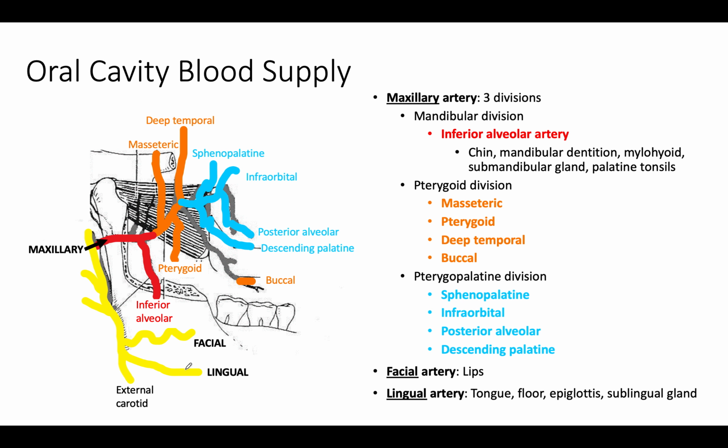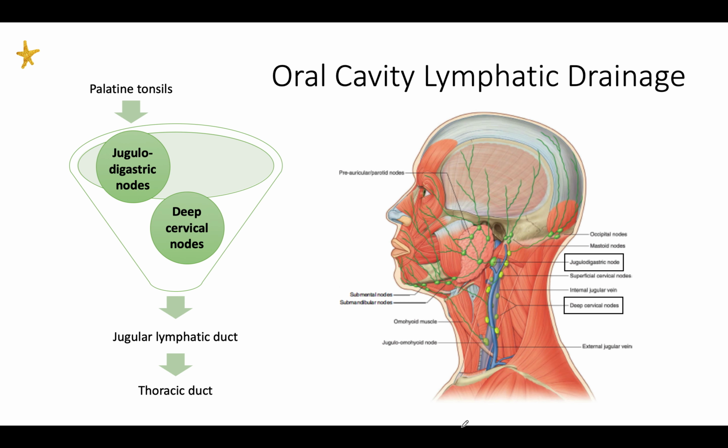And then our facial artery is getting our lips, and the lingual artery is going to the tongue, floor, epiglottis, and sublingual gland. So just looking at lymph drainage, our palatine tonsils are going to drain into the jugulodigastric nodes. And so our deep cervical nodes are going to the jugular lymphatic duct to the thoracic duct.